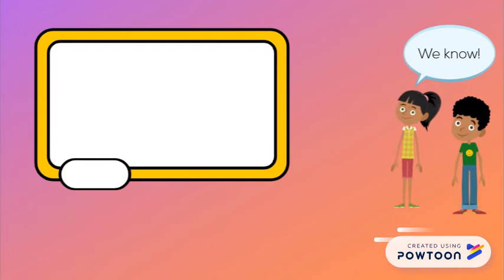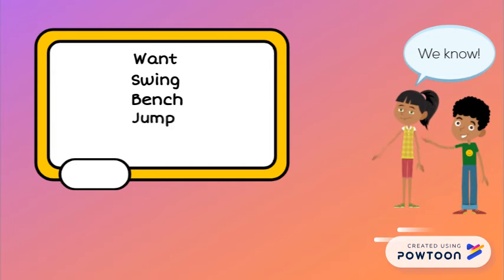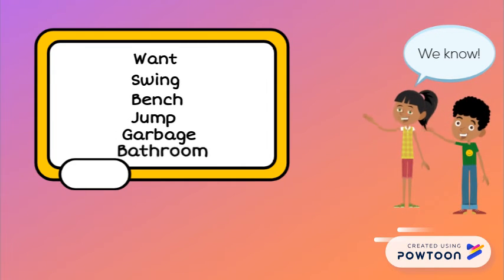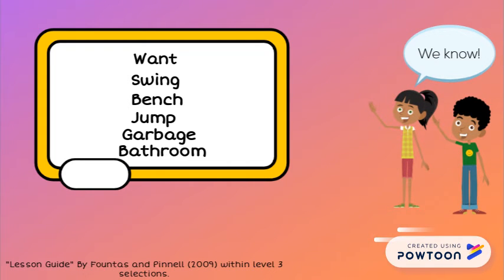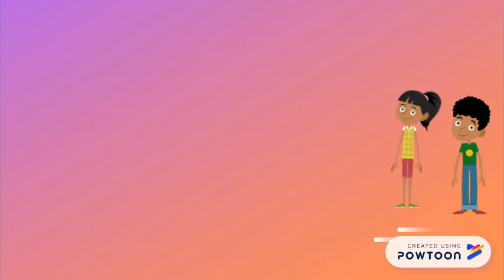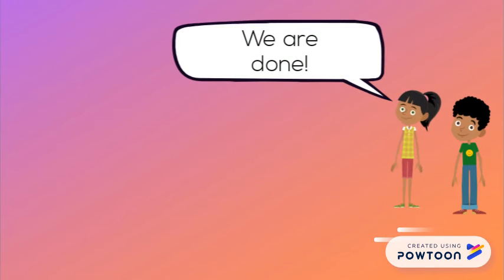Some examples of the words that will be used are want, swing, bench, jump, garbage, bathroom, etc. The vocabulary that will be used has been chosen from the vocabulary list in the lesson guide by Fountas and Pinnell. Once students have completed that activity, we will move on to our group conclusion.